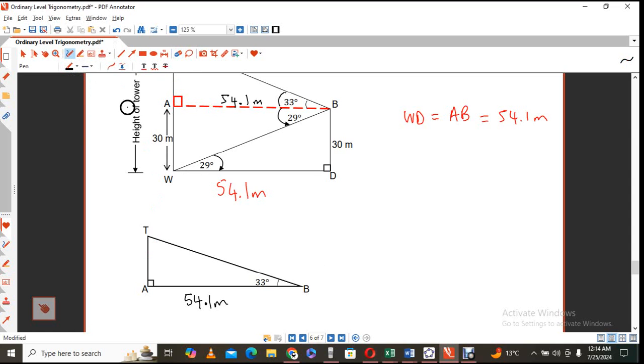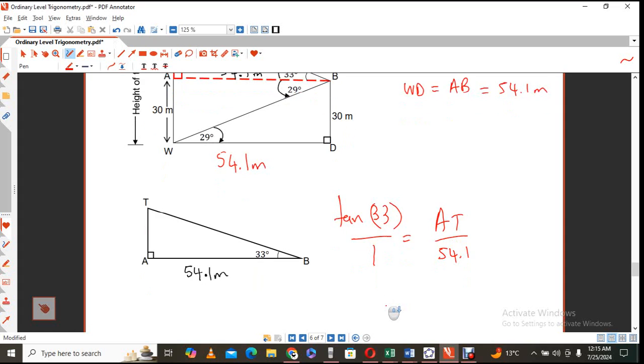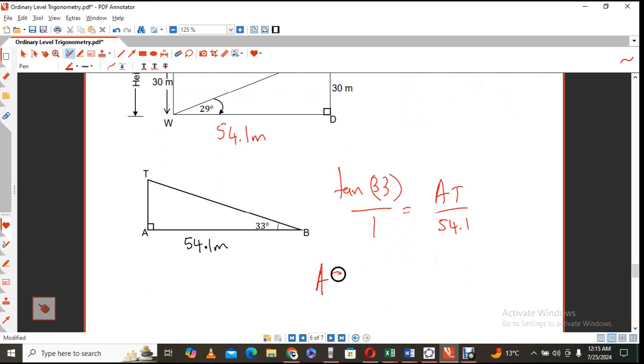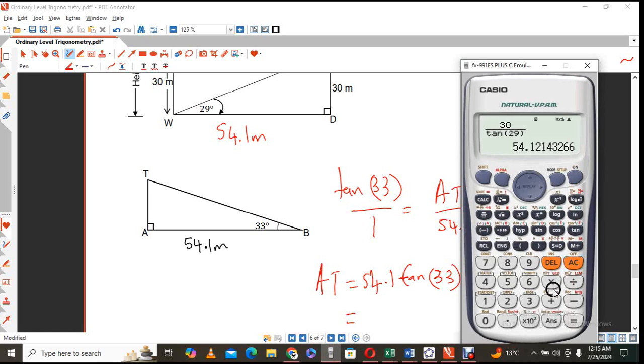Now, in order for us to find that distance, which ratio are you going to use? You have an angle, you're looking for the opposite, you have the adjacent, you guessed it right, it is the tangent. The tangent ratio, tan 33 over 1, is equal to AT, which is what I'm looking for, over 54.1. If the unknown is on top, then you simply go ahead and multiply in order to get AT. So AT is equal to 54.1 times the tangent of 33 degrees. Right, you just punch that into the calculator.